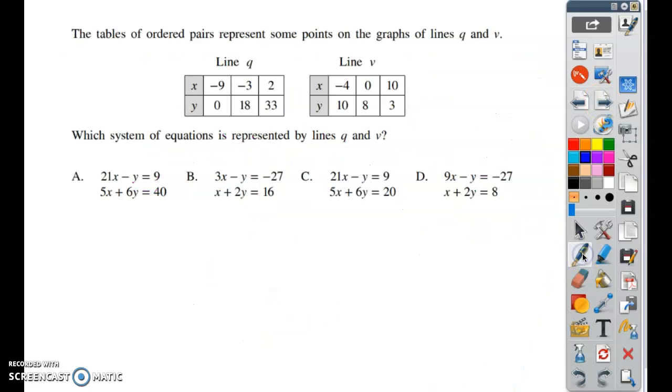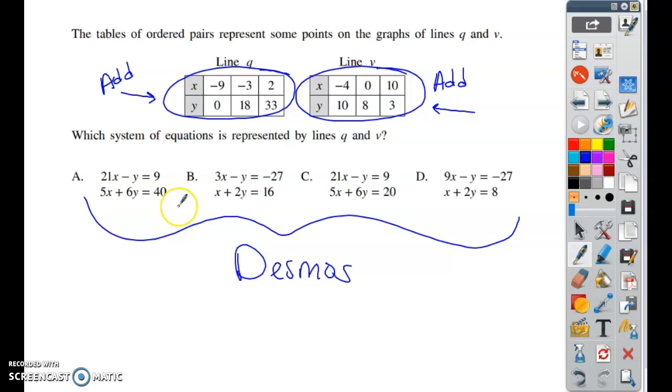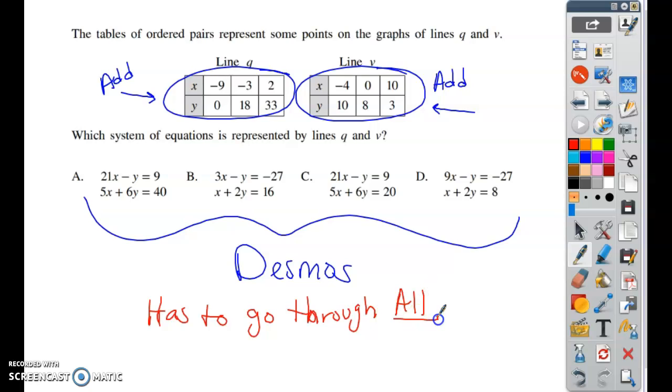Okay, this one's really easy. I'm not going to do it for you, but you need to add a table and put all of these in Desmos. So, write it down. We're going to add this table, and we're going to put all the answers in Desmos. It's the one that goes through all of the points.